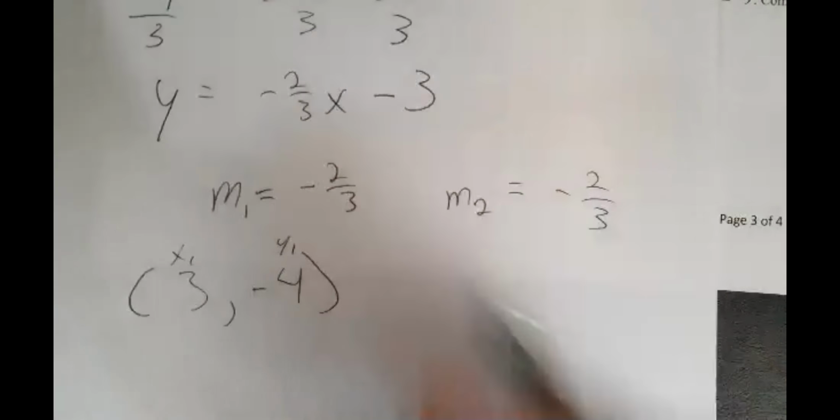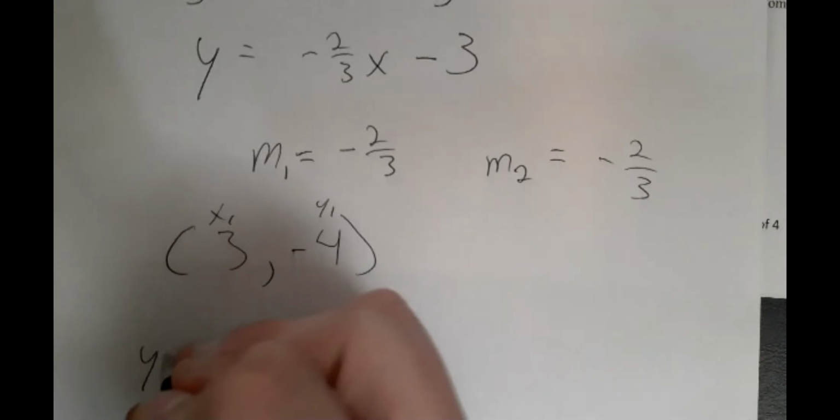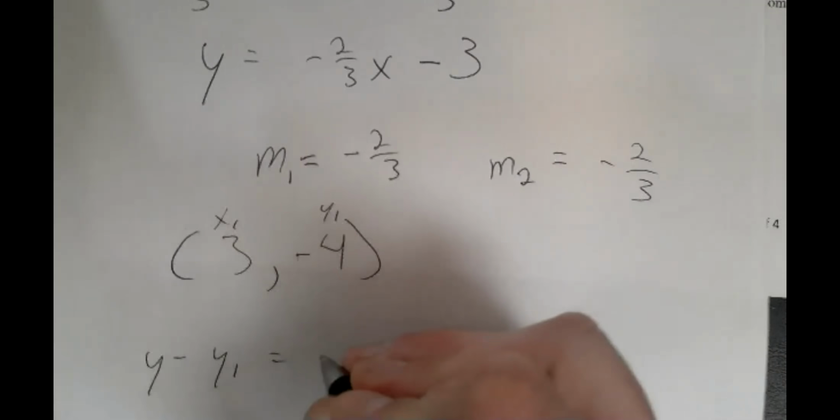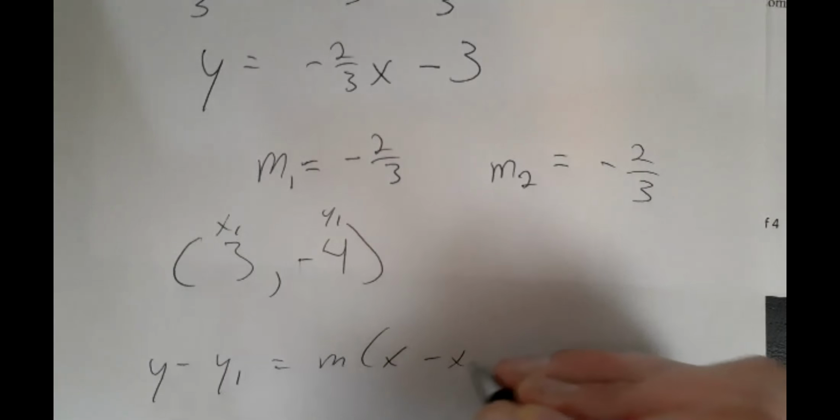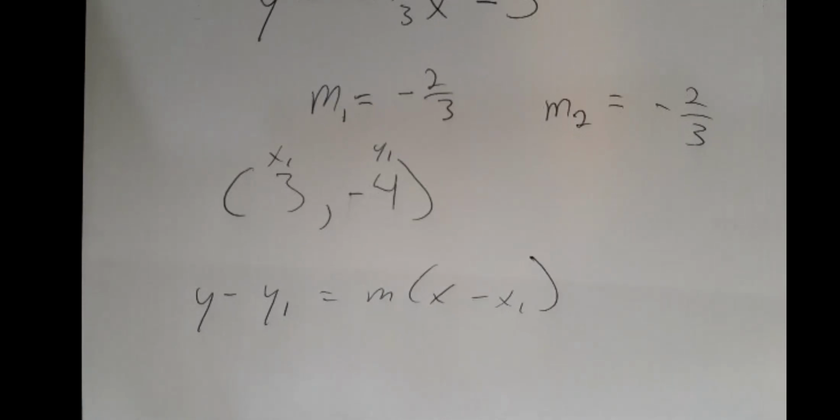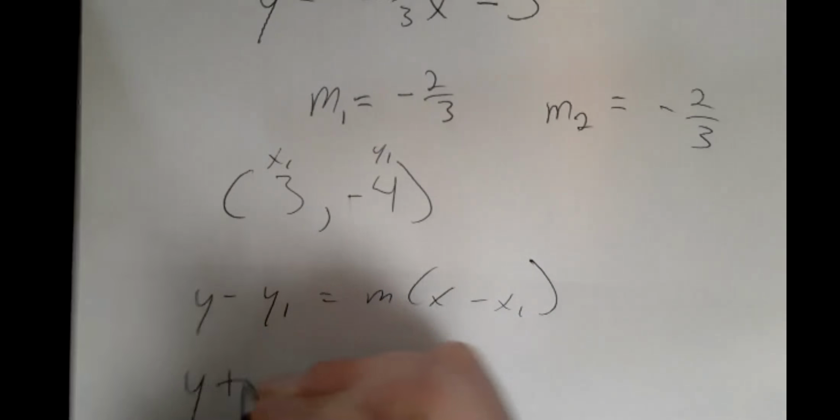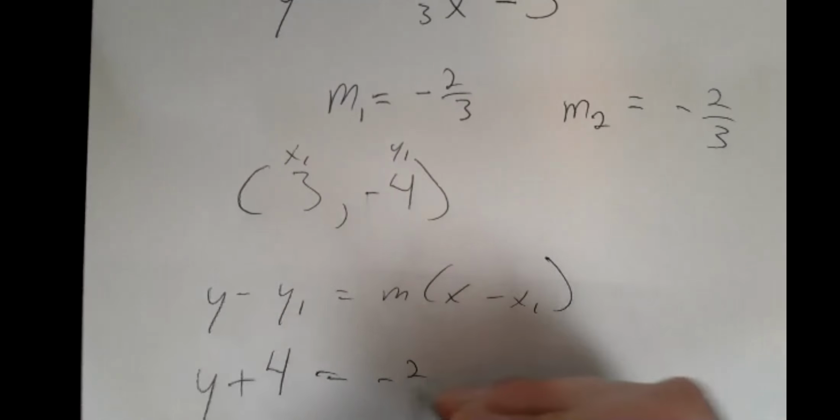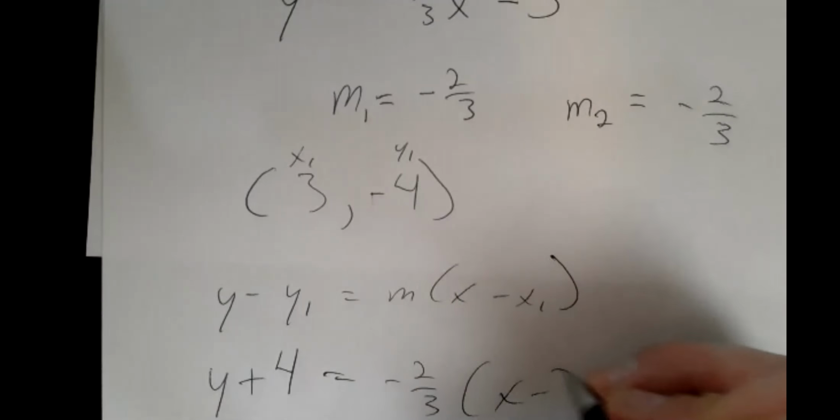So we have our slope, and we have our x1, y1. We're plugging it into point-slope form: y minus y1 equals m times x minus x1. So plugging in numbers, y plus 4 equals my m here, which is -2/3, times x minus 3.